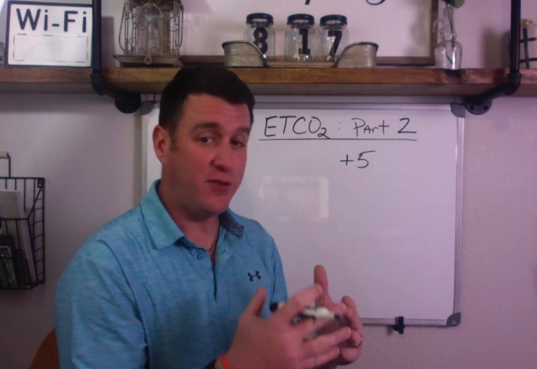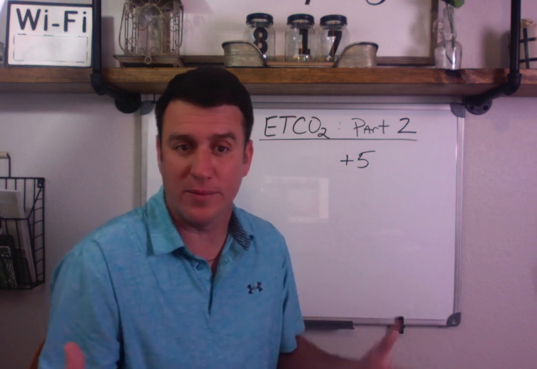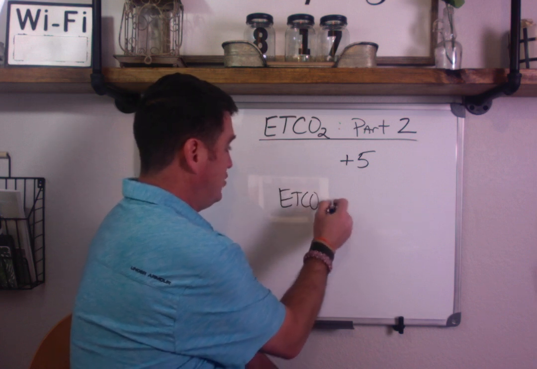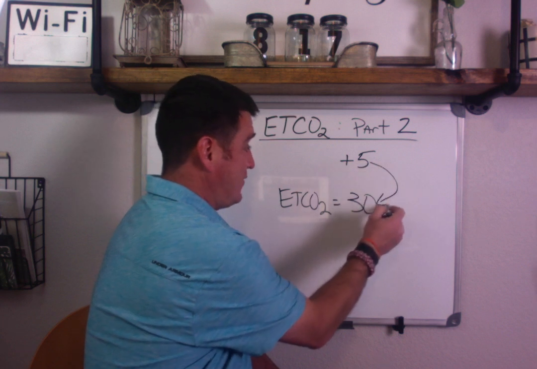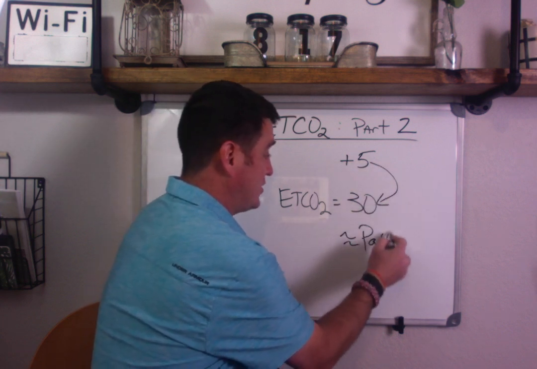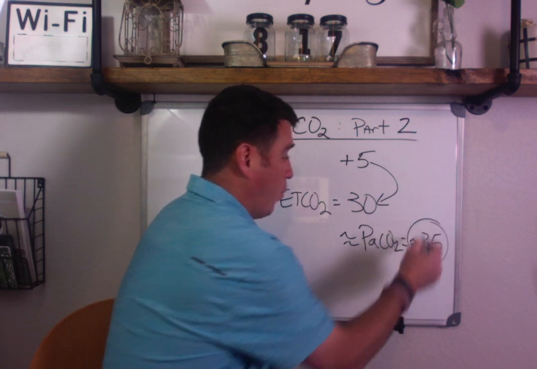So if your patient in an hour or an hour and a half or 2 hours or 30 minutes or whatever it might be, if their end-tidal CO2 is 30, if we add 5 to that, then we can approximate that our arterial CO2 is approximately 35. Why?